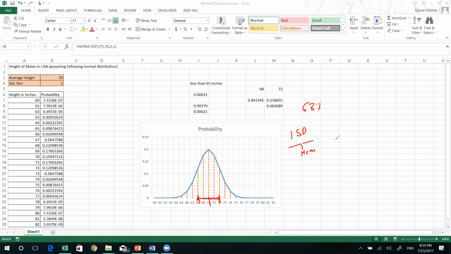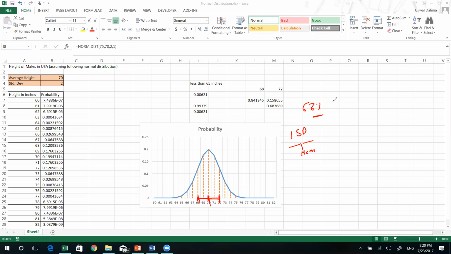Which means if I have to say it in terms of the problem which we were solving, the probability for a US male to have height between 68 and 72 inches is 68%, because 68 and 72 are one standard deviation away from my mean. Is this clear to everybody, or you want me to repeat? Soumya, is it clear? Great.